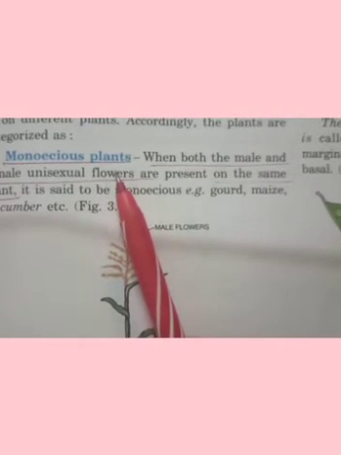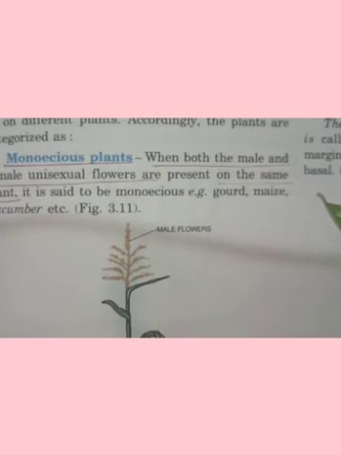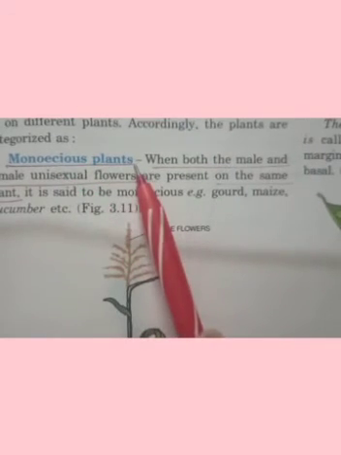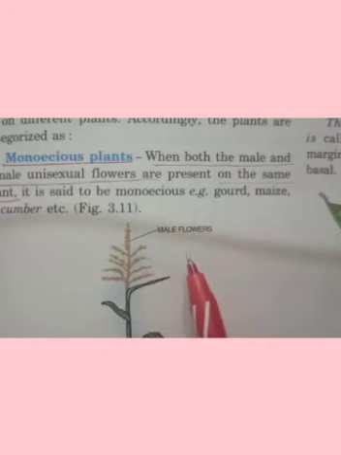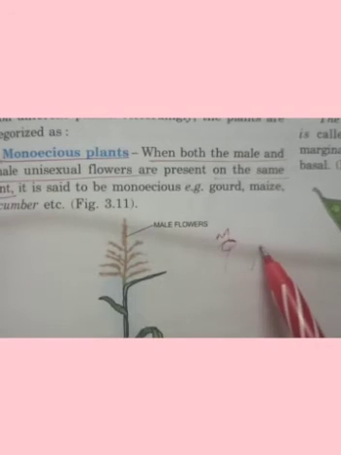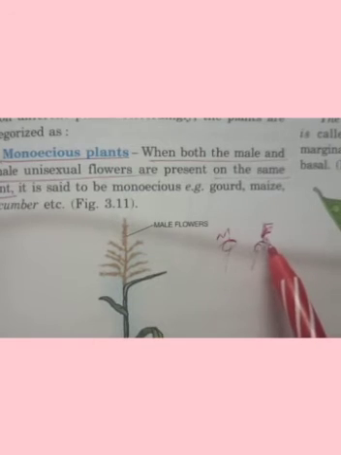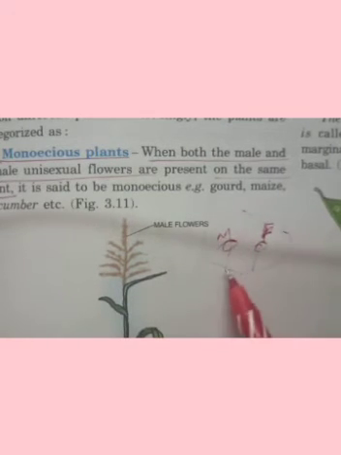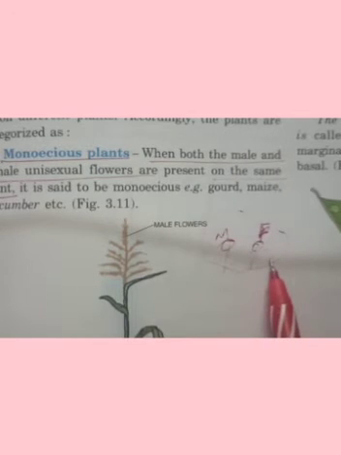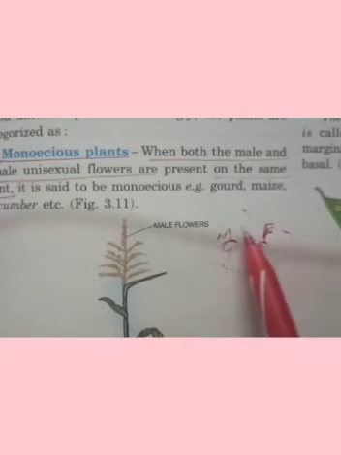Next is your monoecious plant. If both male and female unisexual flowers are present on the same plant, if one plant contains male flowers and female flowers also, then it is called monoecious plant. And if there are two plants, one containing only male flowers and the other containing only female flowers, then what is it called? Dioecious plant.